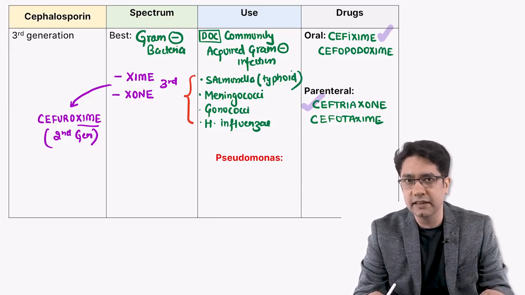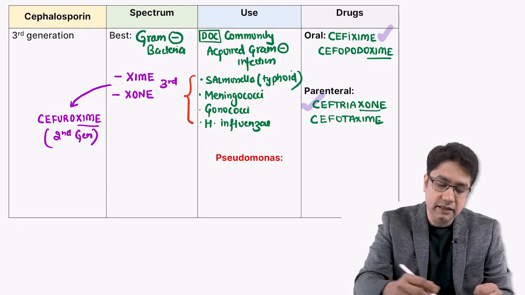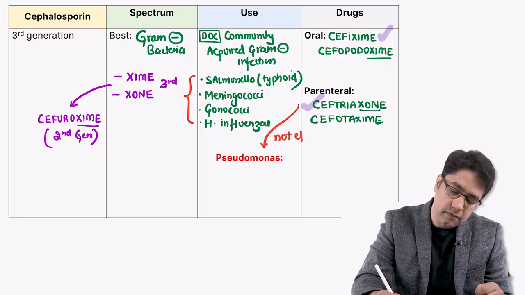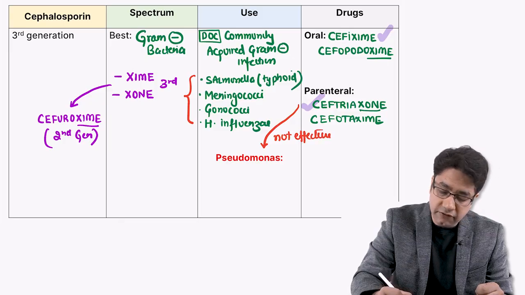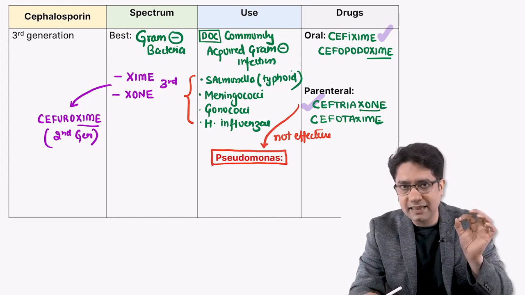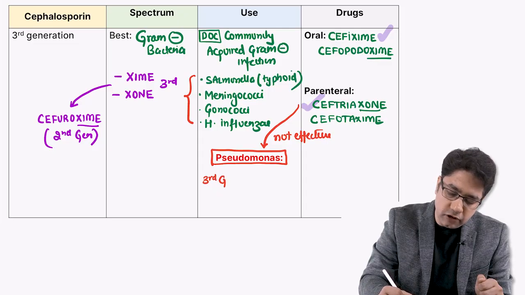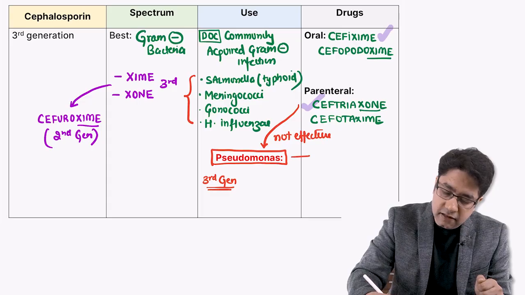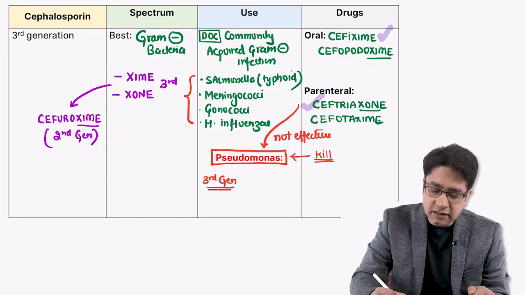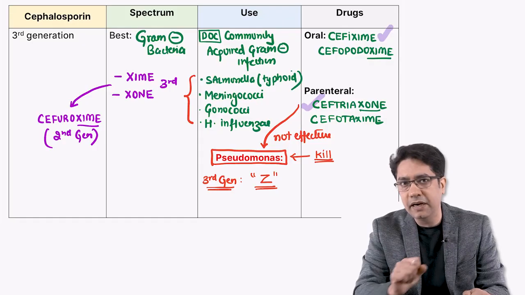But the point to be noted is, all these cephalosporins which end with zime and zone are not effective in one gram negative infection. In which gram negative bacteria are they not effective? Ceftriaxone-like drugs are not effective in Pseudomonas. That is why we have made new third generation cephalosporins which can even kill Pseudomonas. So sir, how to identify them? Very easy. Just identify the letter Z. They will have the Z alphabet in them.